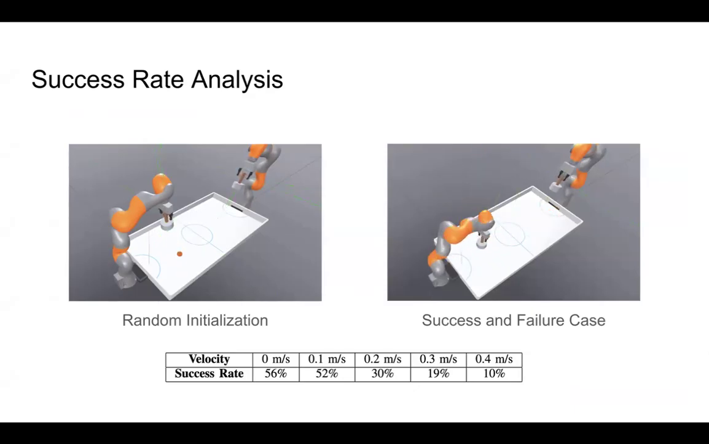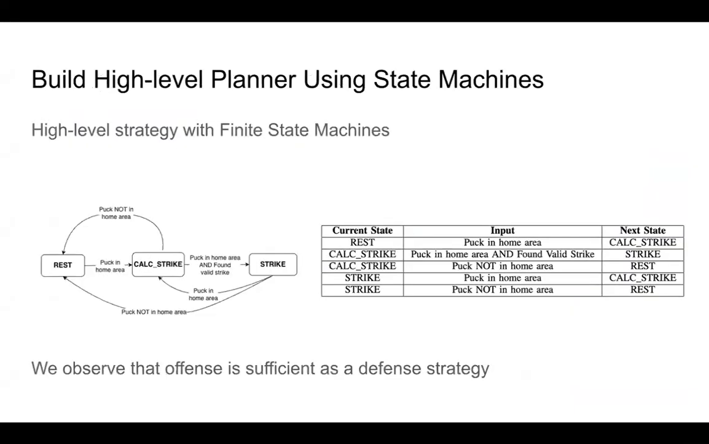Now it turns to the high-level planning part. After we have a low-level controller which can strike the puck for a single robot, we want to build a high-level planner so that the robots can play the game continuously and interactively. In our high-level planner, we have three different states: the rest state, the calculate strike state, and the strike state.